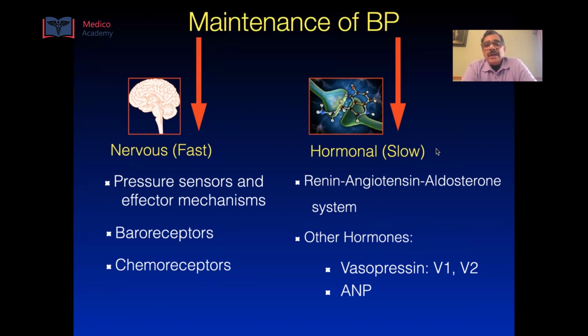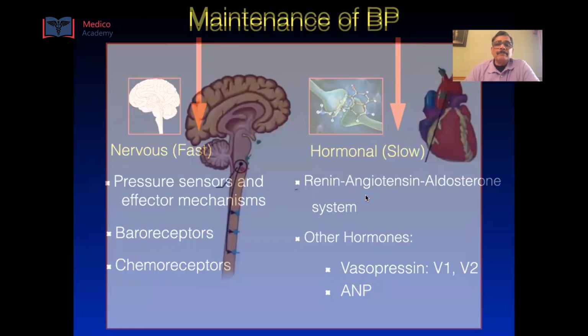And most of it is because of the renin, angiotensin, aldosterone system. There are some other hormones also, like vasopressin and atrial natriuretic peptide. Both also, to some extent, control the blood pressure. But mainly it is the renin, angiotensin, aldosterone system from the slow pathway.